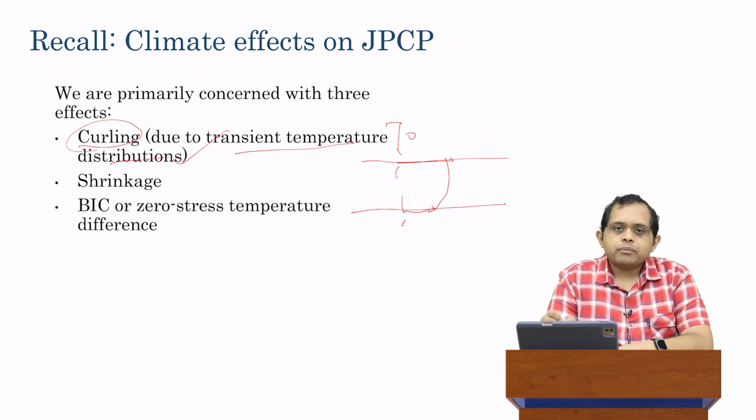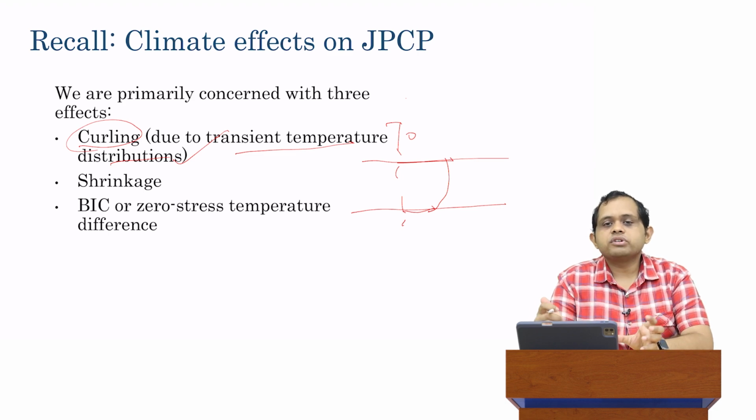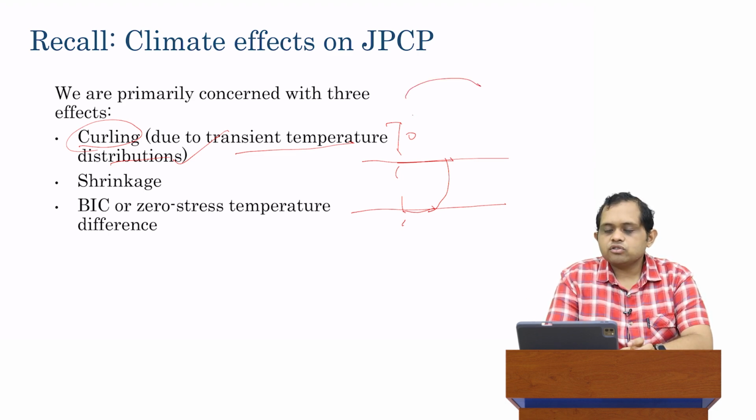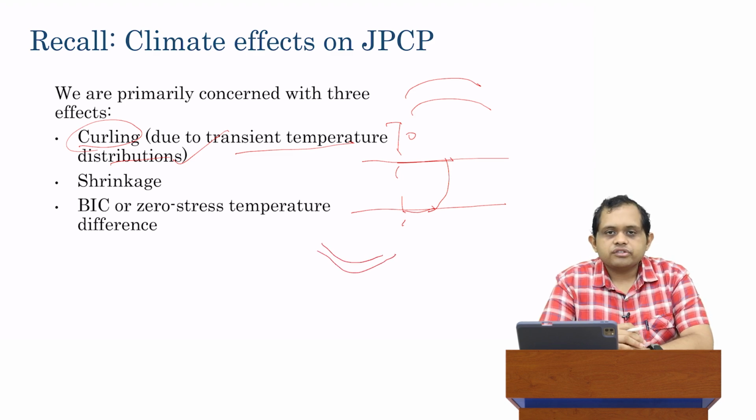Curling stresses basically happen when we have this non-linear temperature distribution, and a linear component of that distribution causes the pavement to try to assume a certain shape. The shape could be like this, so you could have curling upwards, or the shape could be like this, that is, you could have curling downwards. Depending on whether you have curling upwards or curling downwards, the pavement tends to take that shape.